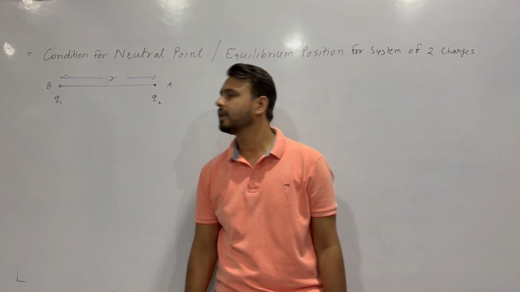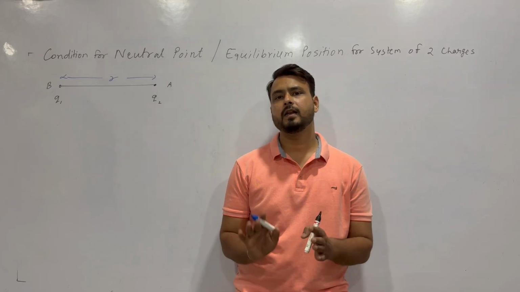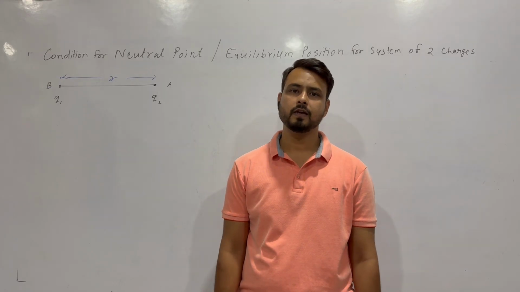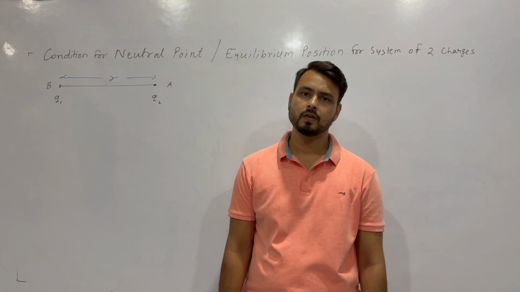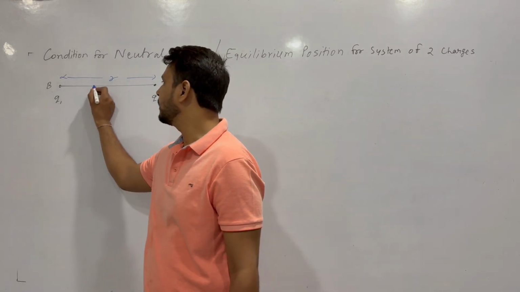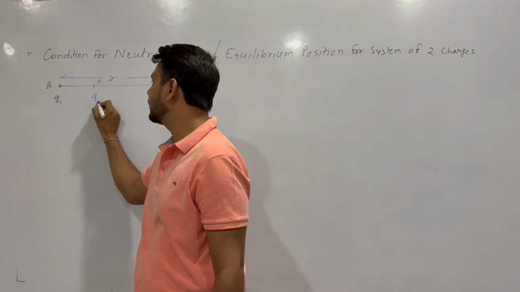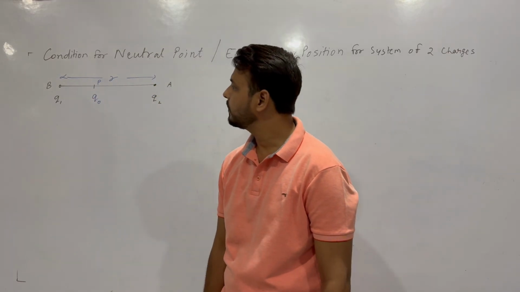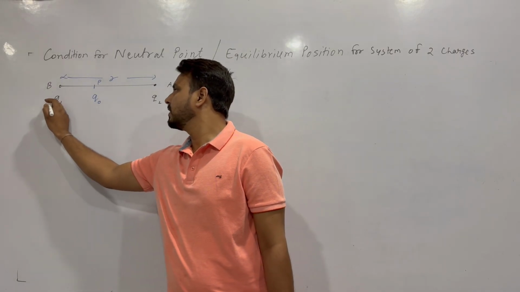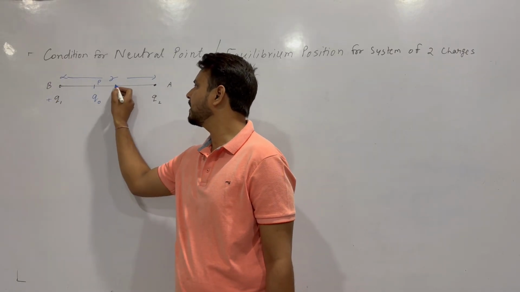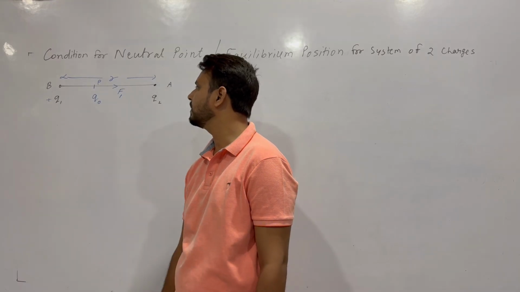So what is a neutral point or equilibrium position? It is the point on the line joining the two charges where another charged particle does not experience any force. Let's say I am taking a point P where another charged particle Q0 is placed. So what will happen to this Q0? Due to this positive Q1, it will get repelled along this direction. Let's say this is F1.